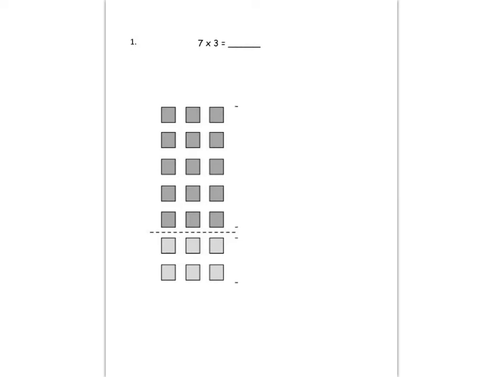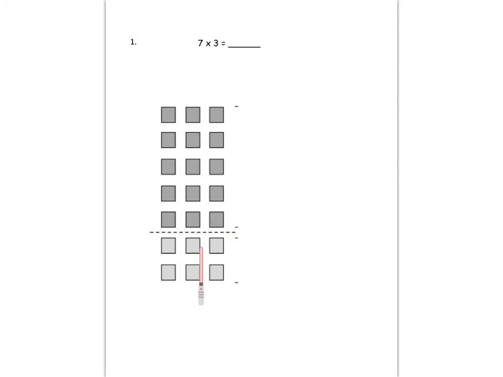The next two problems that you are going to do are on the sheet that I gave you before you started the video. 7 times 3 and 8 times 3. As you can see by looking at the picture, 7 times 3, that's a really big multiplication problem to solve. I have the array 7 groups of 3 here. I also have the dotted line going across.